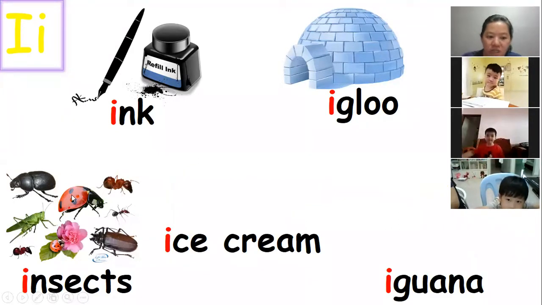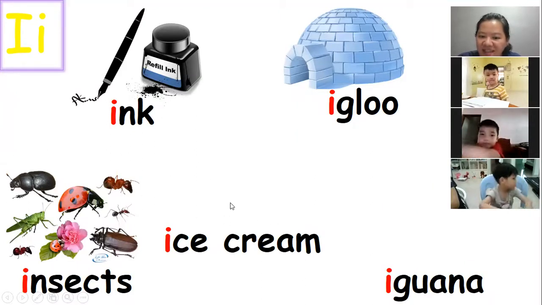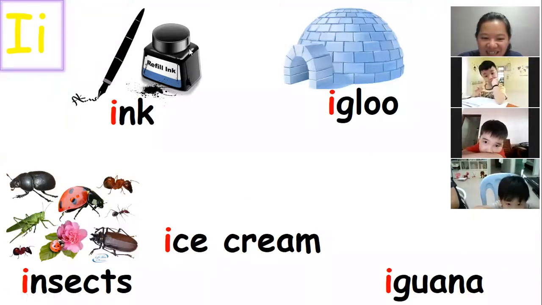Okay, so this is insects, or I E insects. And do you know what this is? I think this is your favorite. Ice cream. Yes, this is ice cream.